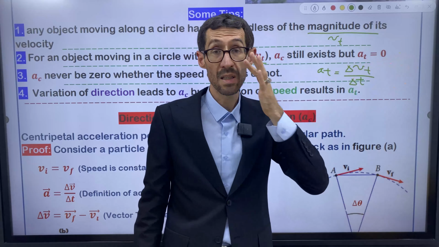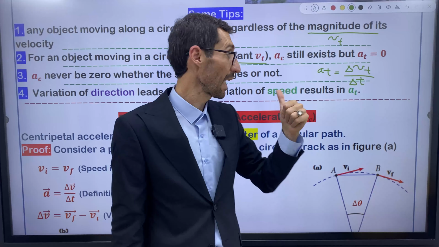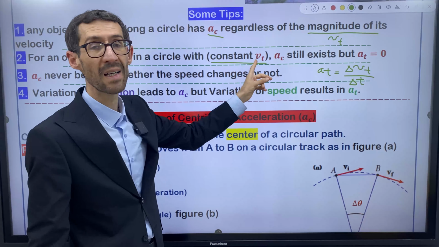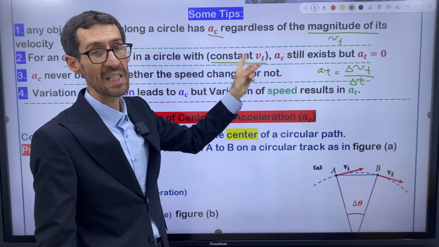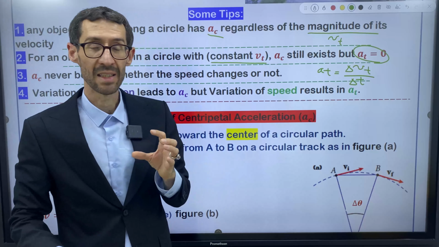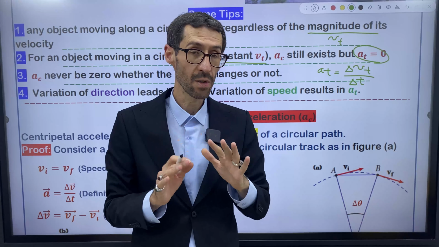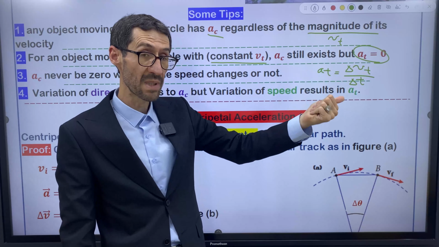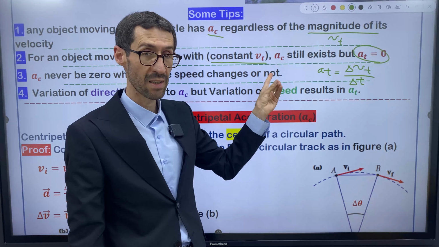That's why AC never becomes zero, but AT sometimes becomes zero, sometimes not. In which situation does AT become zero? In the case of constant velocity, in the case of constant tangential speed. Keep in mind that AC never becomes zero, but AT can be. In which situation does AT become zero? In the case of constant tangential velocity, right?